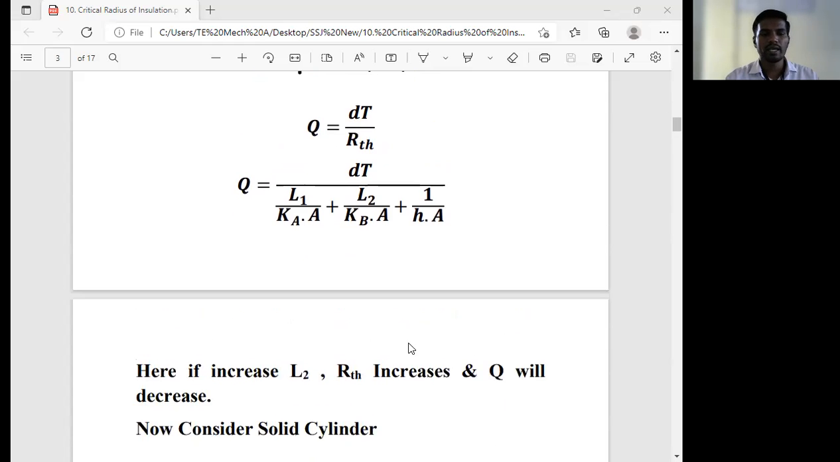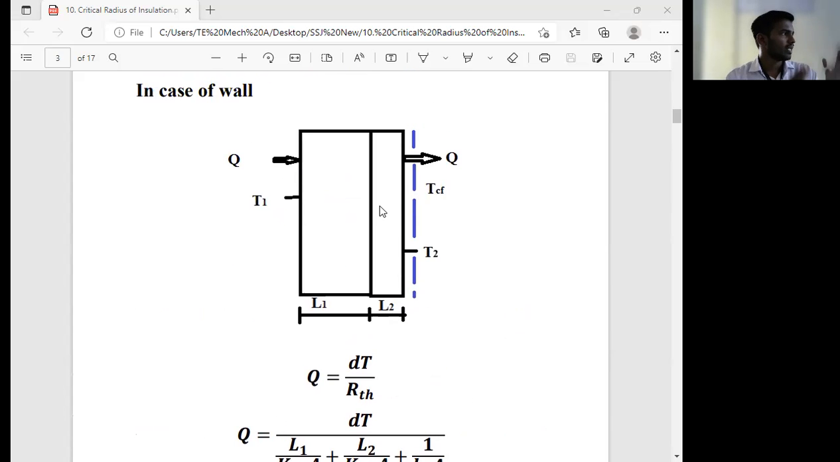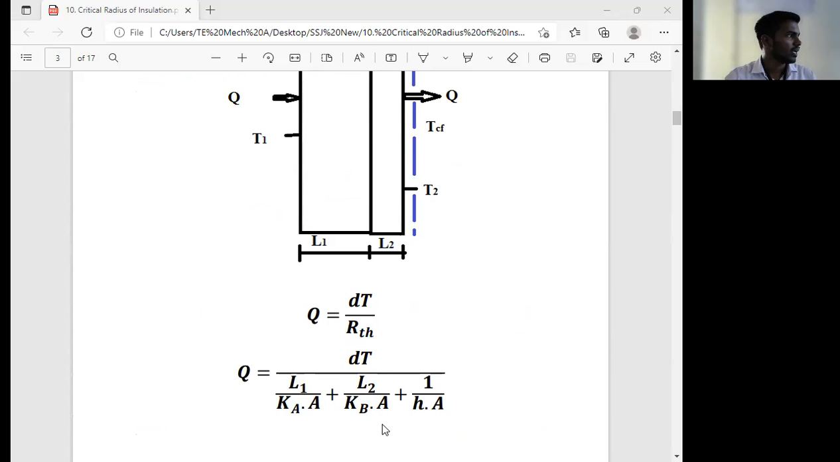Here, if L2 increases, R thermal increases and Q will decrease. Now what have we done? There is one plane wall. On that plane wall we are using the insulation. Because of that insulation there is one resistance. What is the resistance of the insulation? L2 divided by Kb into A.